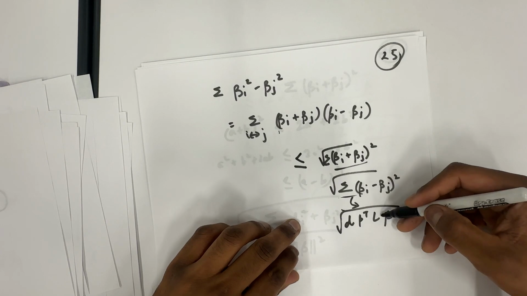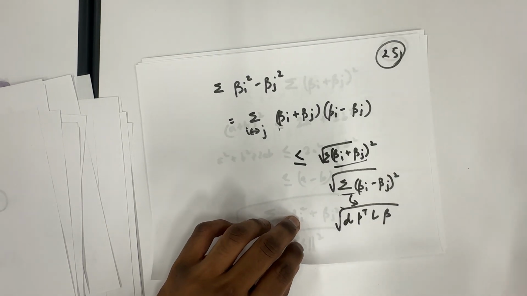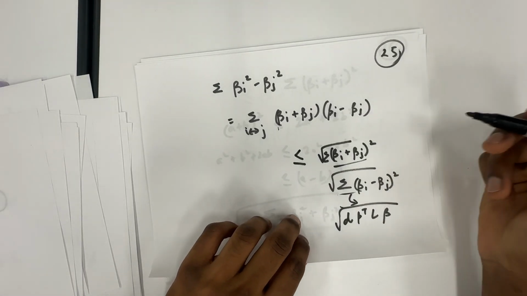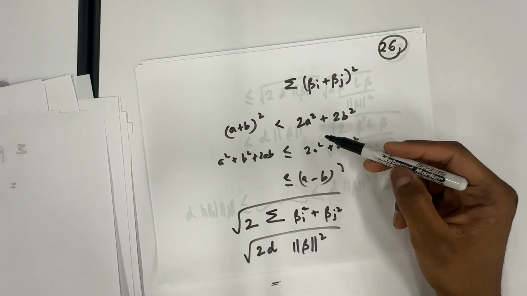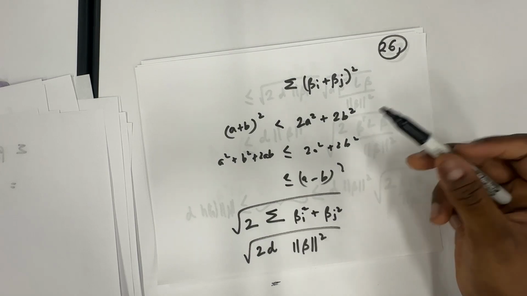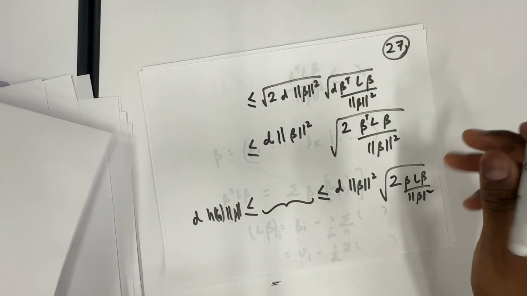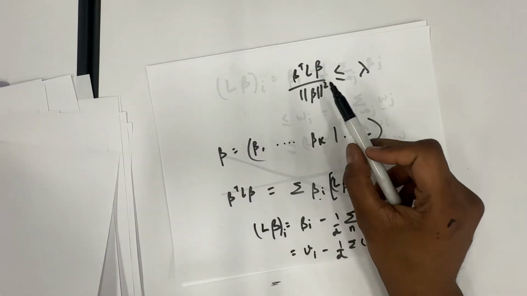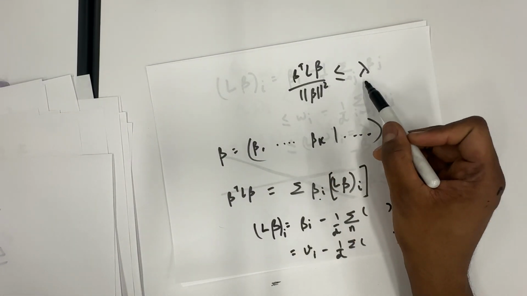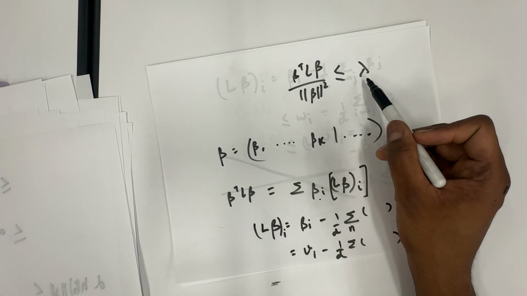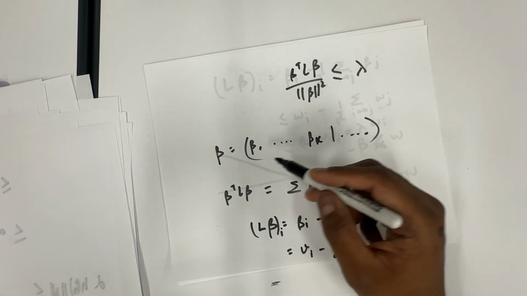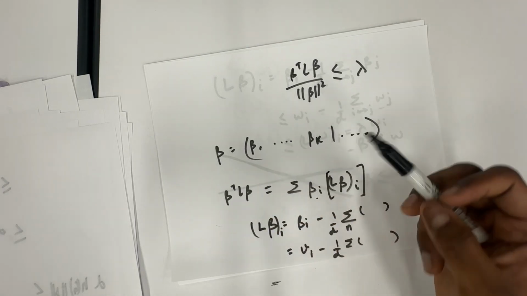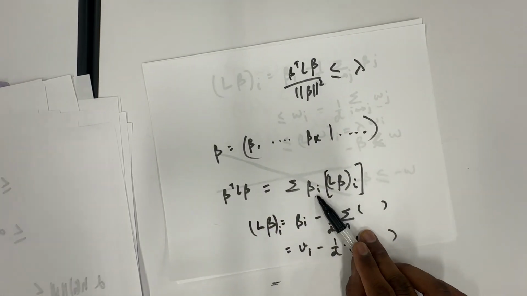Now this was the same quantity as beta transpose L beta, because that's how L works. And this was always less than 2 times d times the norm of beta squared. To show that beta transpose L beta was less, now the claim is that this quantity is less than the smallest eigenvalue. And how did we do that? We did that by looking at the vector beta, seeing that it's capped at 0. So beta transpose L beta, we only need to look at the first k ones because the rest of them are 0.